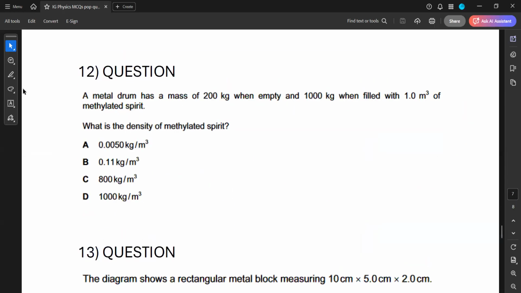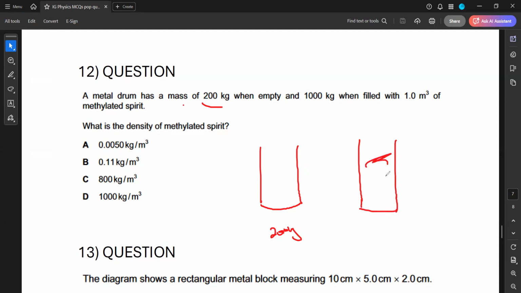Question 12. A metal drum has a mass of 200 kg when empty. So the metal drum is empty, the mass is 200 kg. Then it is filled. When it is filled, it is 1000 kg. So how much liquid is inside? We take the difference, 1000 minus 200, so it is 800 kg. And what about the volume? The volume is 1 meter cube. So 800 divided by 1 meter cube. So we got C, 800 kilograms per meter cube.